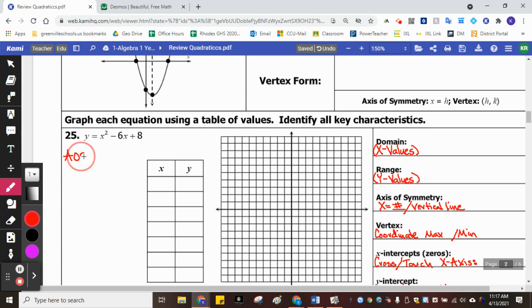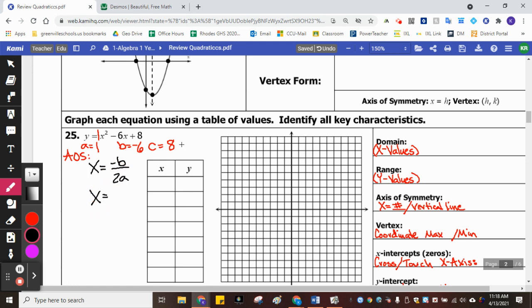We call it AOS just for short. First thing you have to do is find out what A is, find out what B is, and find out what C is. Again, A is always the number in front of x squared, so 1. B is the number in front of x, so negative 6. And C is the number by itself, the constant. And then you're going to plug that into x equals negative b over 2a.